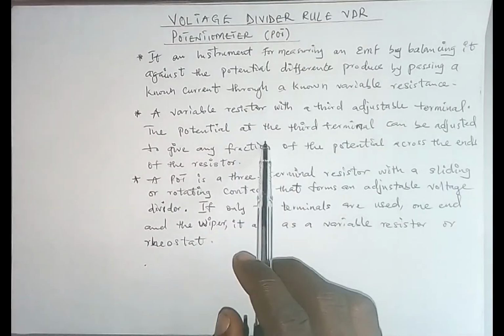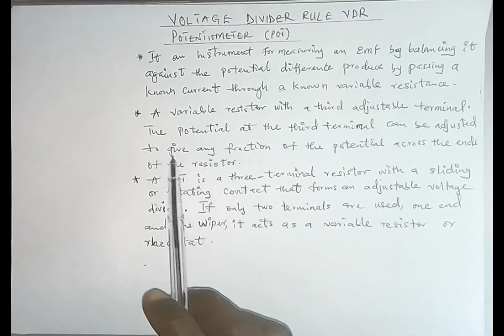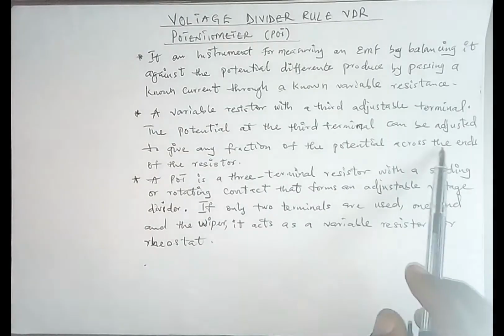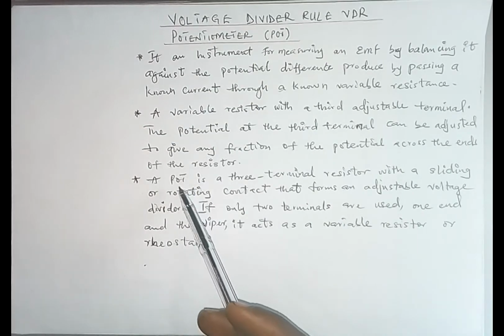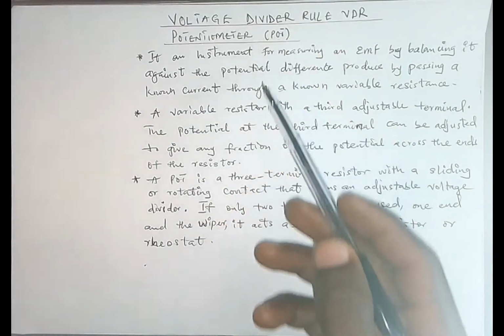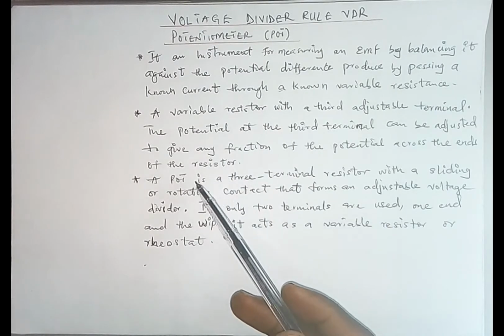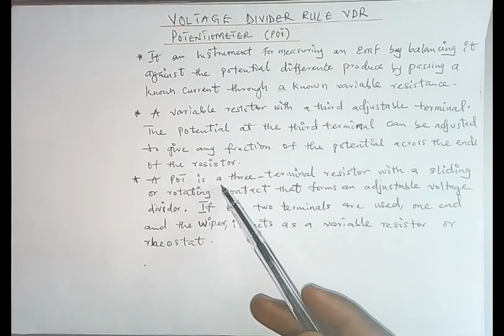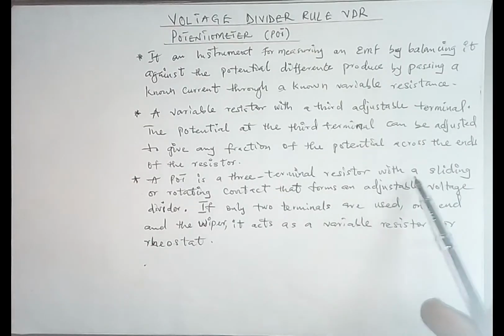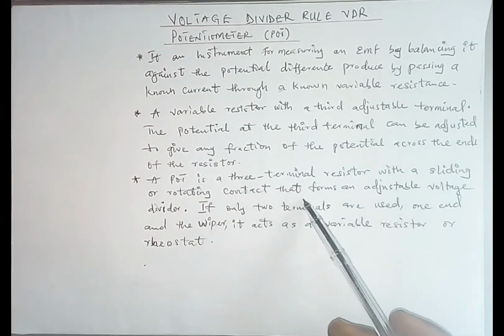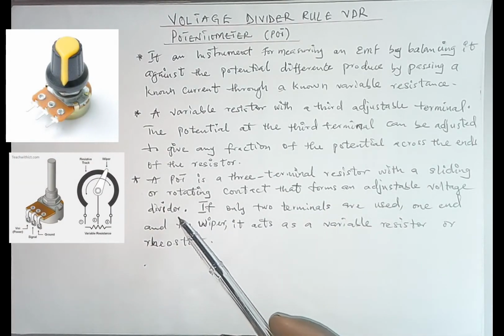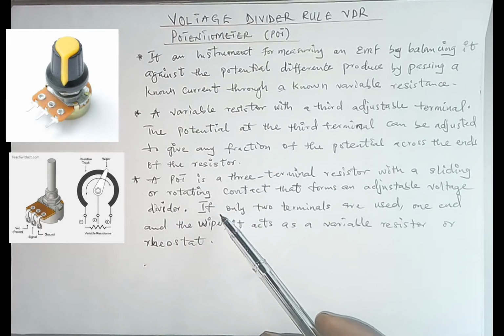The potential at the third terminal can be adjusted to give any fraction of the potential across the ends of the resistor. And last but not least, another name we call a potentiometer is a pot, POT, in electricity circuit analysis terms. So a pot is a three-terminal resistor with a sliding or rotating contact that forms an adjustable voltage divider. So you can see it on the screen as I'm explaining it. You can see what a potentiometer looks like.